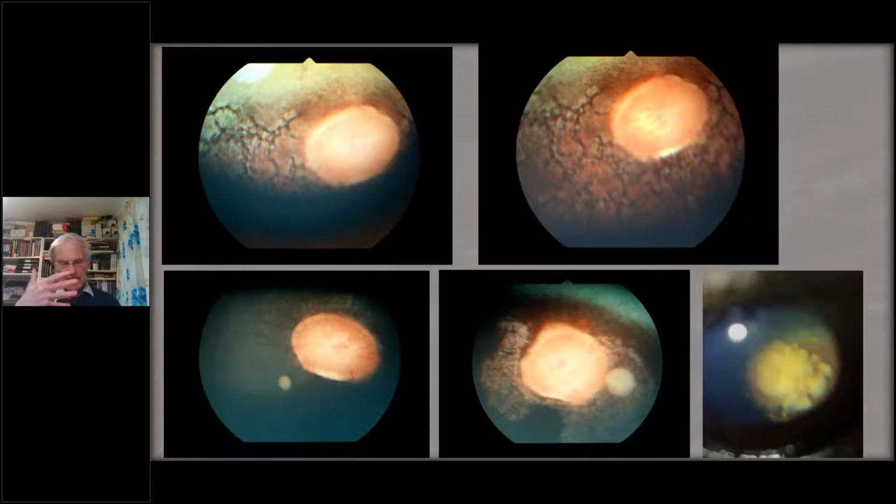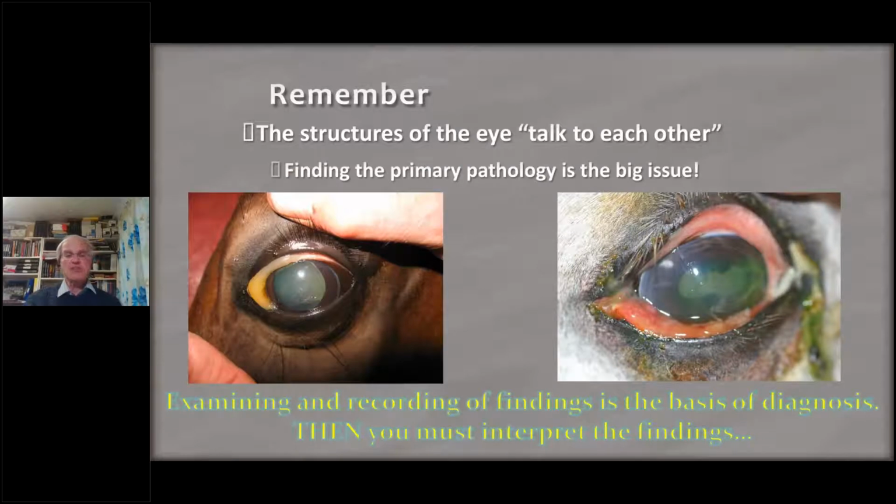Instead of being a color, instead of being clear, it tends to be a very cloudy appearance. So remember that the structures of the eye talk to each other. When you have some pathology in one eye, the other eye will often respond to some extent with a change of some description. So the primary pathology is the big issue, because sometimes if you look at one eye, it looks as though that's also affected, but actually it may be secondary to the fact that there's pathology in the other eye.